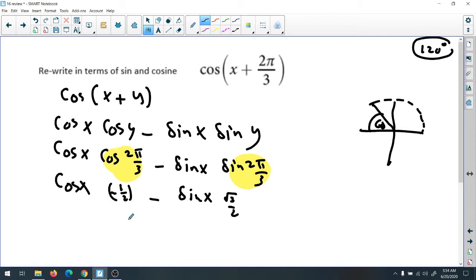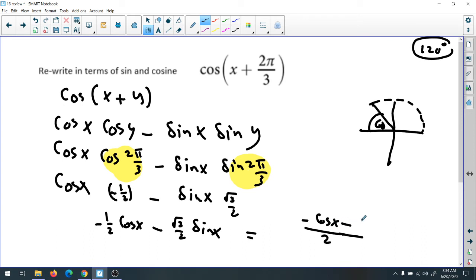So let's make it more simple. It's going to be negative half times cosine x, minus, writing the number first, the square root of 3 over 2 times sine x. You could keep it like that, and sometimes you could take a common denominator too, that's fine, and have negative cosine x at the top and negative square root of 3 sine x together in the numerator. You could keep it like that or like that.